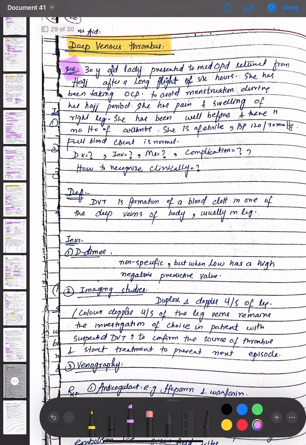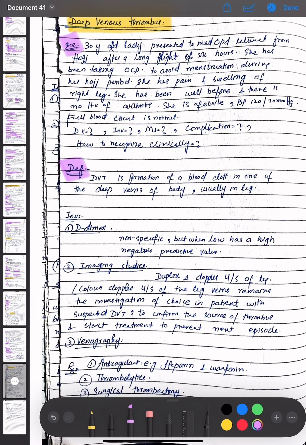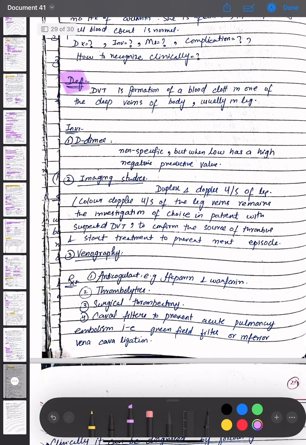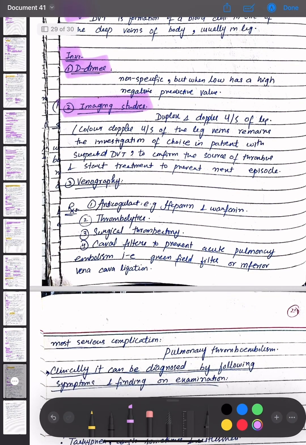The definition of DVT is the formation of a blood clot in one of the deep veins of the body, usually in the leg. The investation options are D-dimer, which is non-specific, but when low has a high negative predictive value. Then imaging studies such as duplex and Doppler ultrasound of the leg. Color Doppler ultrasound of the leg veins remains the investigation of choice in patients with suspected DVT to confirm the source of thrombus and start treatment to prevent the next episode.